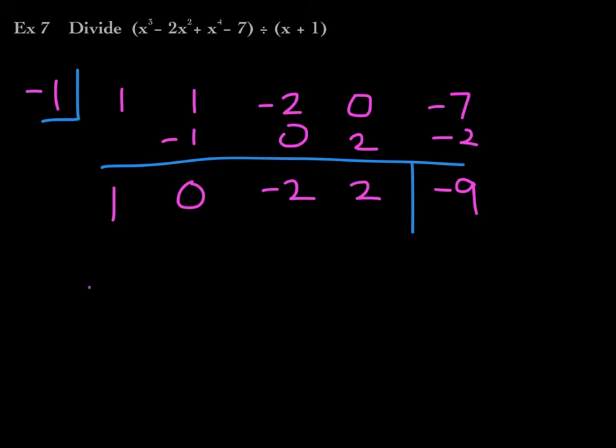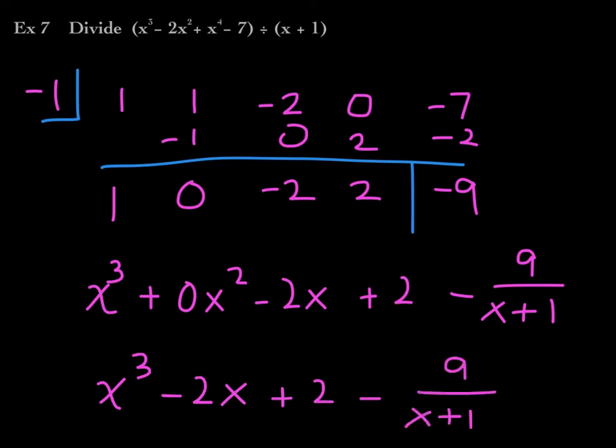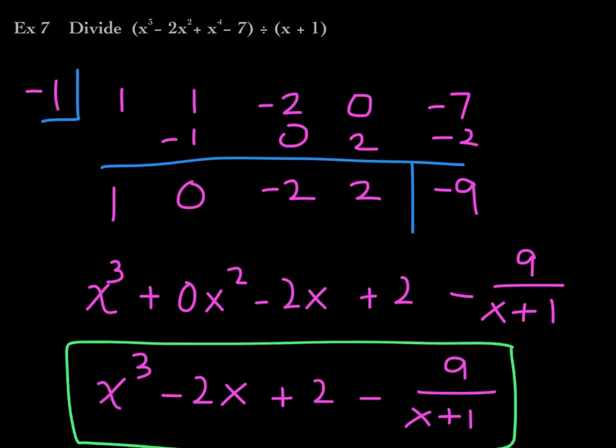So this will be 1x cubed plus 0x squared minus 2x plus 2, minus 9 over your divisor. You don't have to write the x squared term because its coefficient is 0. So then you can write a better answer: x cubed minus 2x plus 2, minus 9 over the divisor. Okay, so this is your final answer.